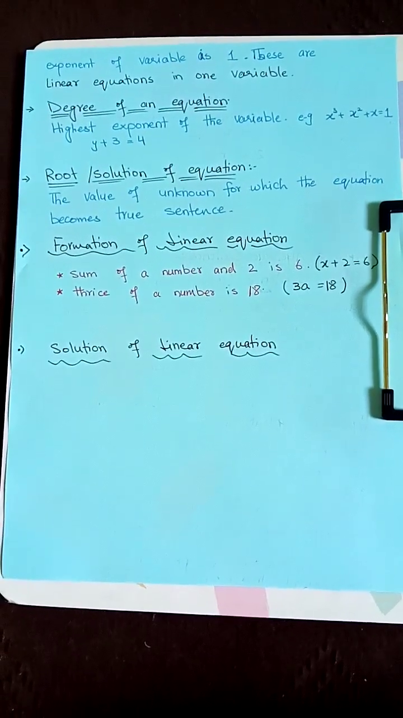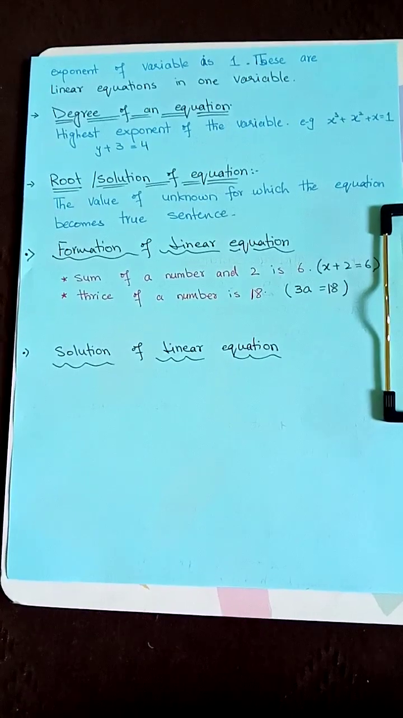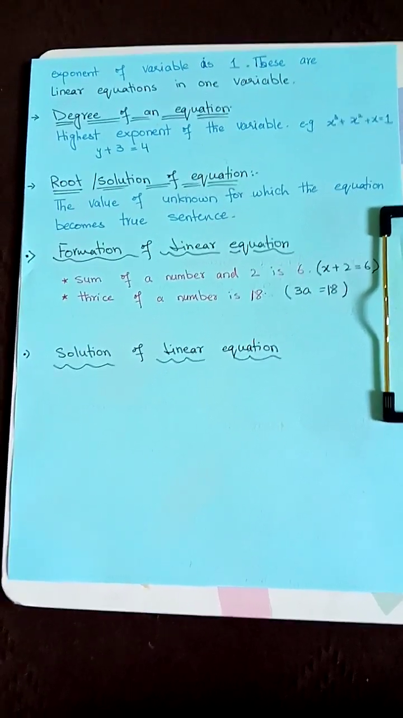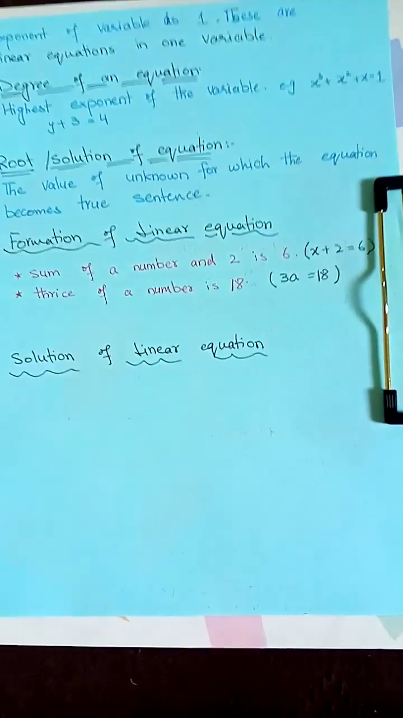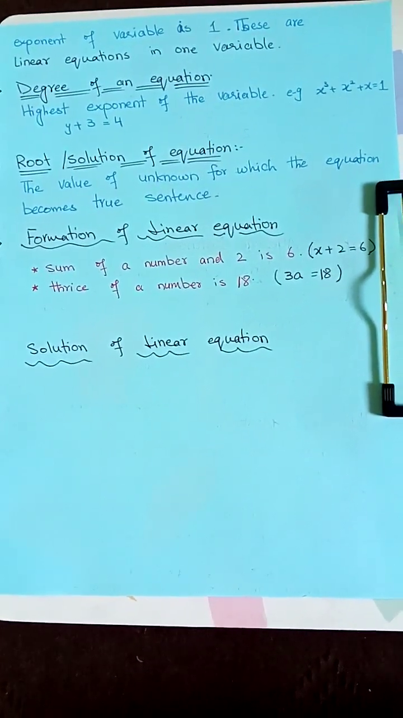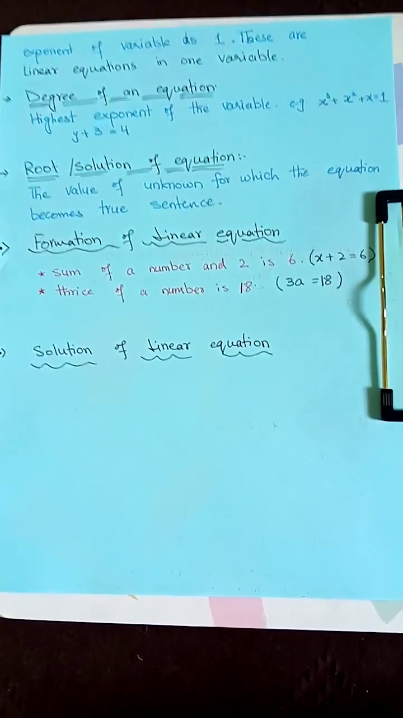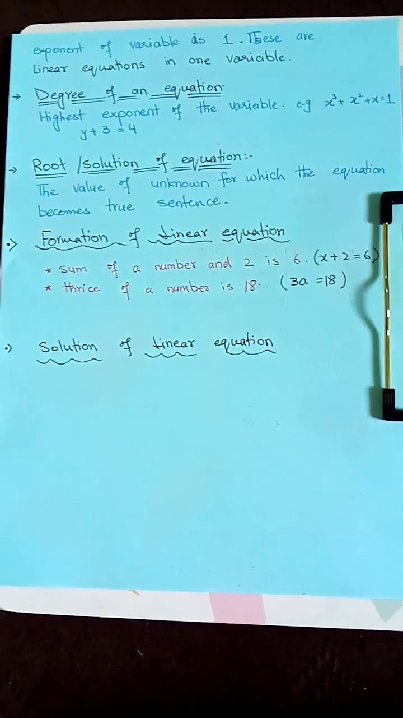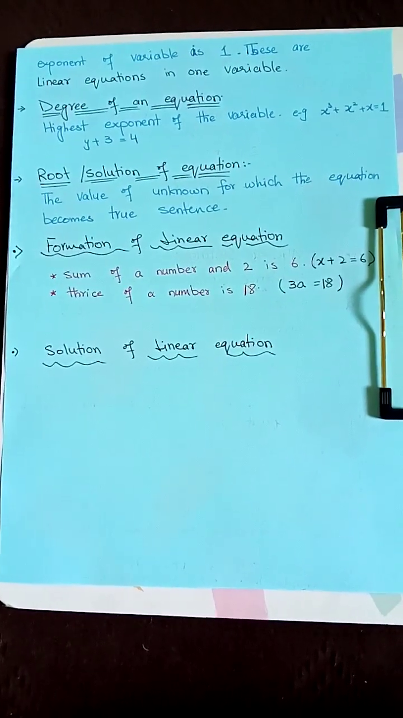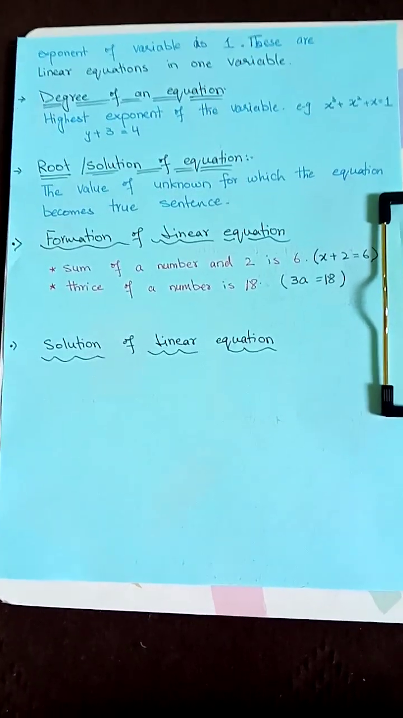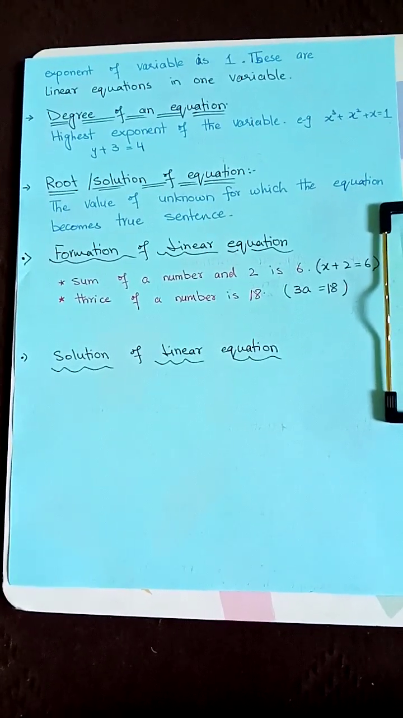Formation of linear equations. Now, the point is how we are going to form a linear equation if a statement is written. So if it is in the form of a statement like, sum of a number and 2 is 6, you can see this is not a true sentence, and this is not a false sentence. Why? Because we cannot say it. Now what is the number? There is a question mark here. We don't know what the number is.